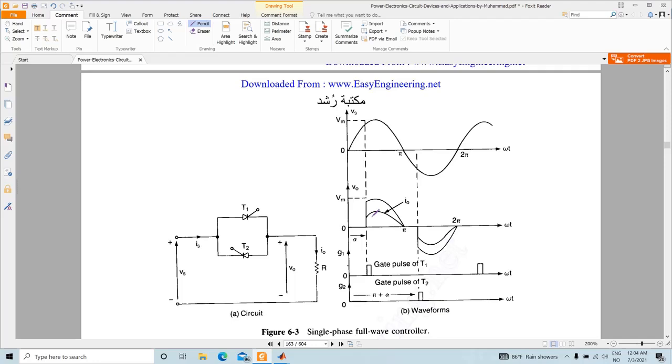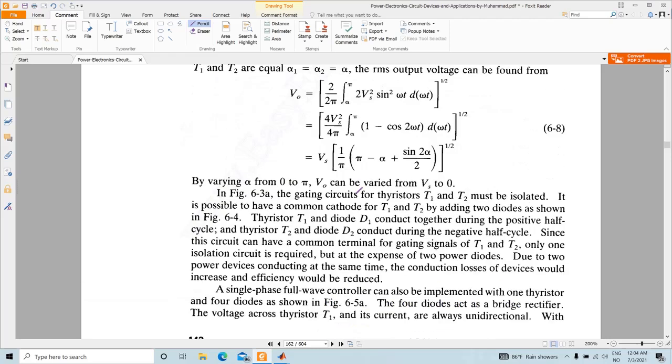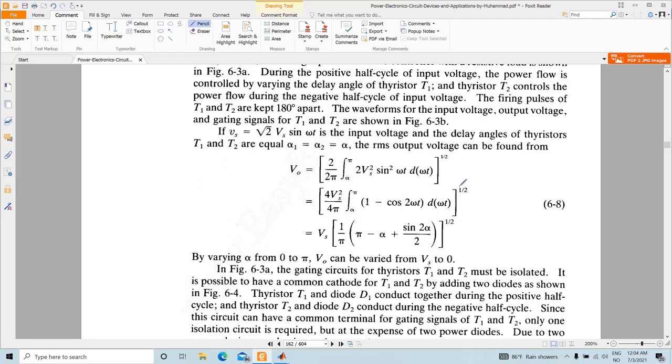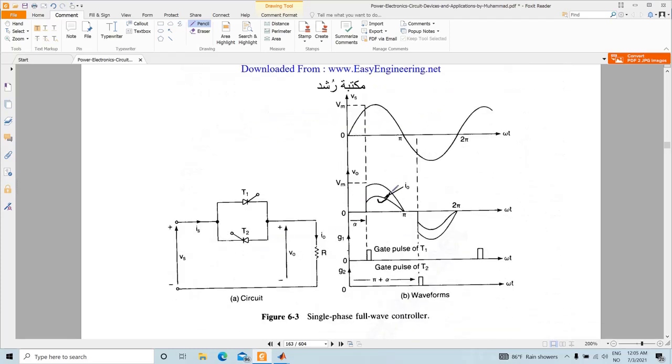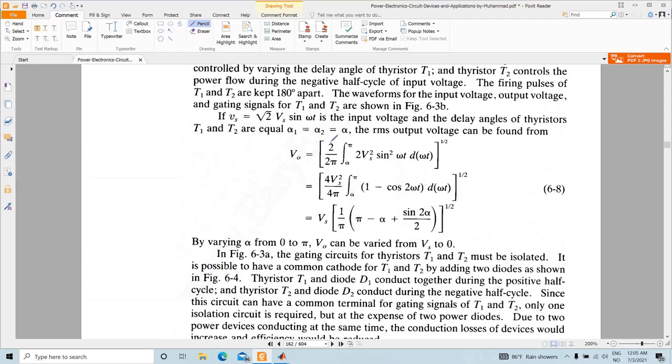Okay, so the equation for the output RMS voltage is again the square root of 1 over twice pi, and then you have from alpha to pi, this repeating 2 times, so this and this is the same, and that is why you have 2 here, and then this is √2 Vs sin omega t square, which corresponds to 2 Vs square sin square omega t, and you apply the integration and trigonometric formulas to calculate the output RMS voltage.